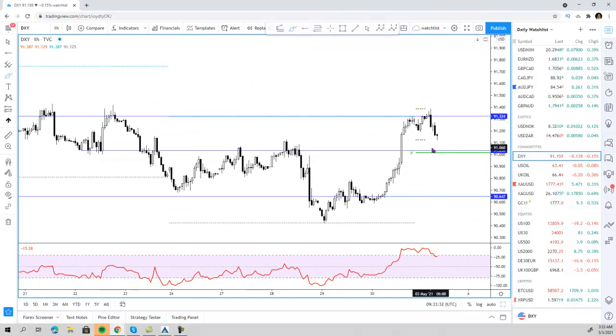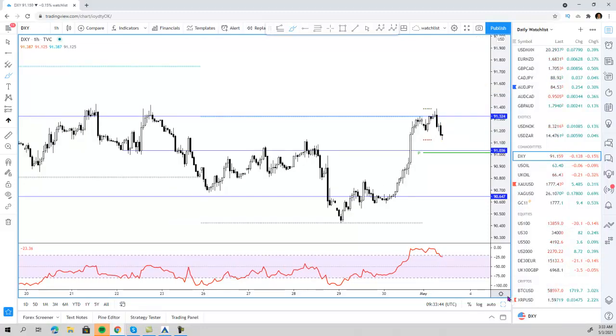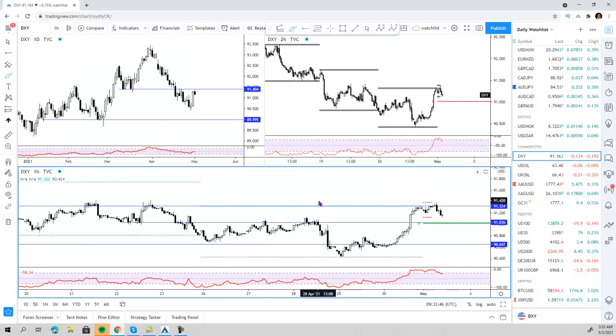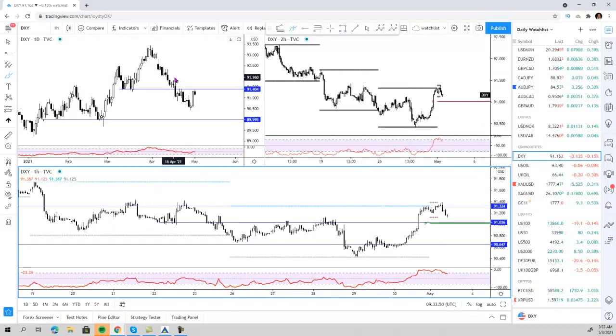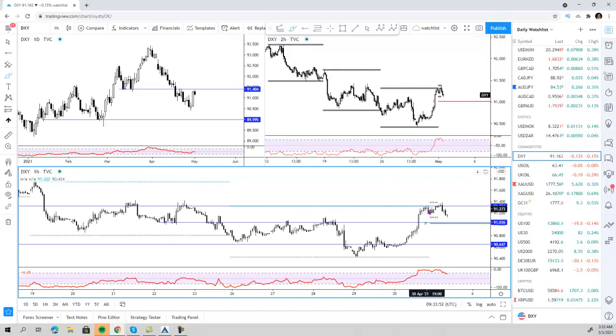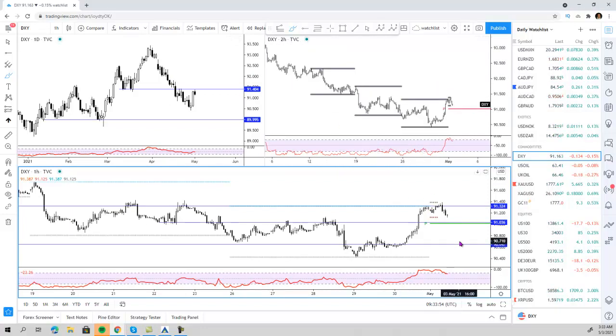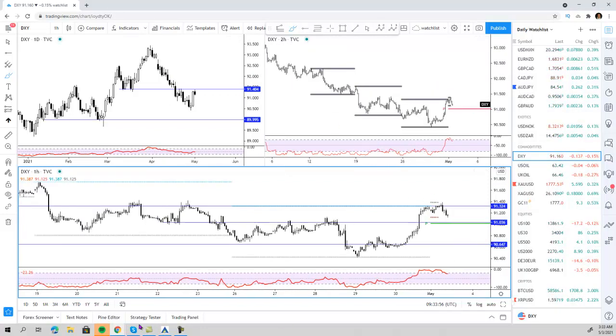So if price goes down to retest these lows and the weekly pivot rejects the 91 level, it might continue higher. So let's have a look and see how this day develops and how the US dollar continues to trade.